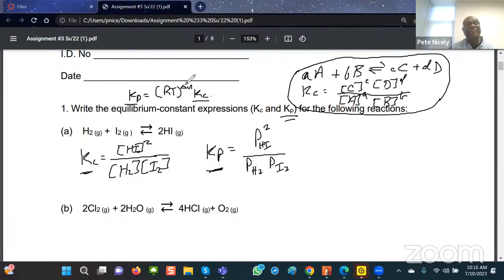And remember what delta n is equal to. Delta n would be the sum of the coefficients of the products minus the sum of the coefficients of the reactants. So if I were to ask you, based on what we have done so far, the relationship between Kp and Kc, what would be the answer? Kp is equal to what?